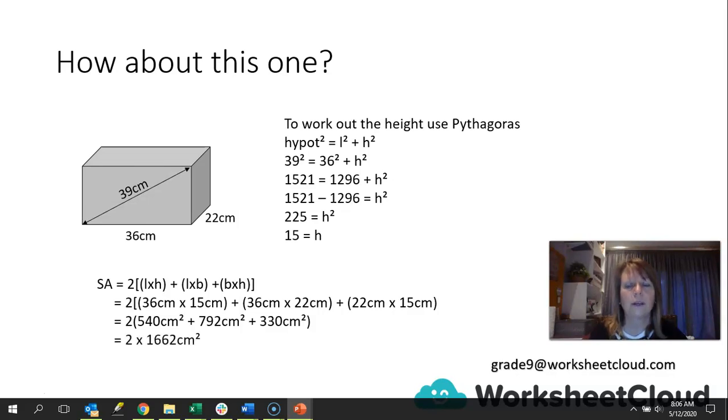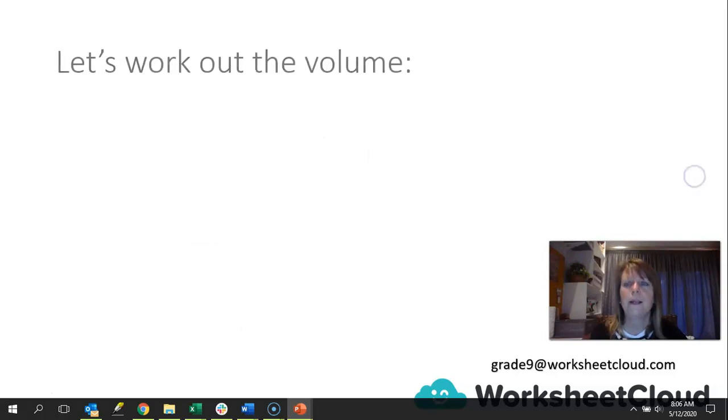Add all those together, you end up with 1,662 centimeters squared. You multiply that by 2, and you end up with 3,324 centimeters squared. Right, are you happy? This is very important to work out. You can't just guess what that height is going to be. You are given other information that you can manipulate to make sure that you've got all your measurements for your rectangular prism. Okay, let's go on.